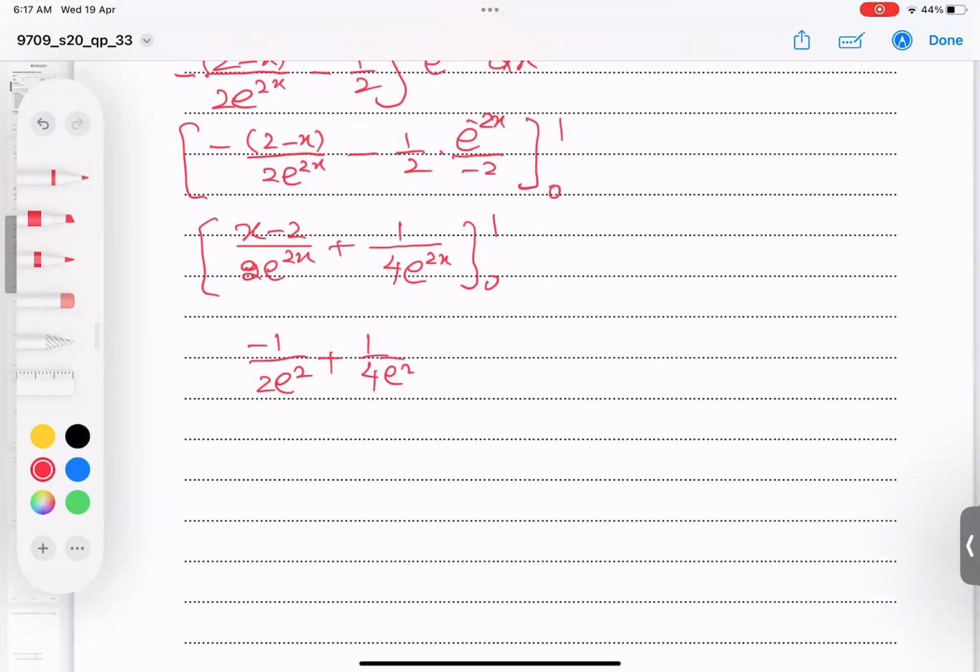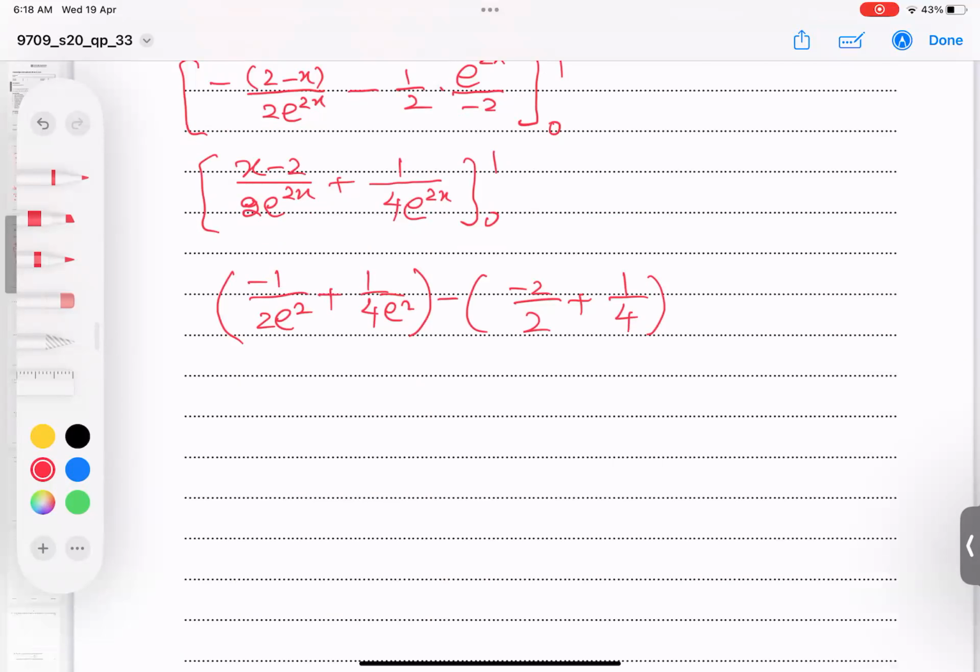So the upper limit is done, minus. Now put 0 here, I get a negative 2. Put 0 here, something to power 0 is 1, so I got a 2. When I put 0 here, something to power 0 is 1, so this is okay. And what is this? Now take the LCM here. So what is the LCM? 4e square. So this plus 1 comes as it is, but here into 2 up, into 2 down to make the 4 match. So I got a negative 2 up.